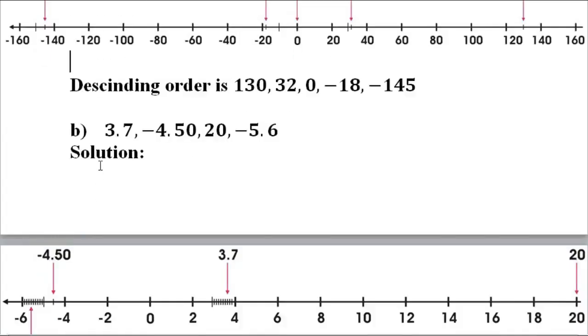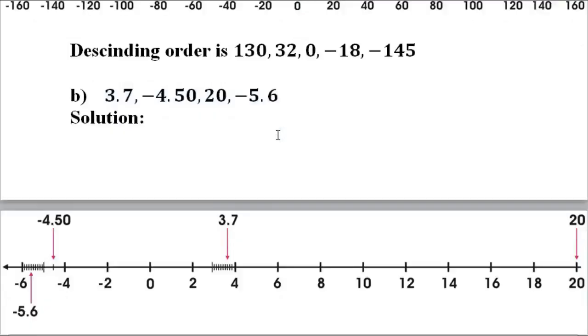Now, second part of the question is positive 3.7, negative 4.50, positive 20, and negative 5.6. The first part is positive 3.7, which falls between 3 and 4. This point right here is 3. To find 3.7, I will divide the space between 3 and 4 into 10 equal parts. Division number 7 is the correct place for 3.7.